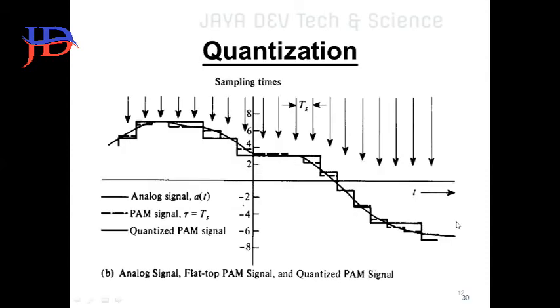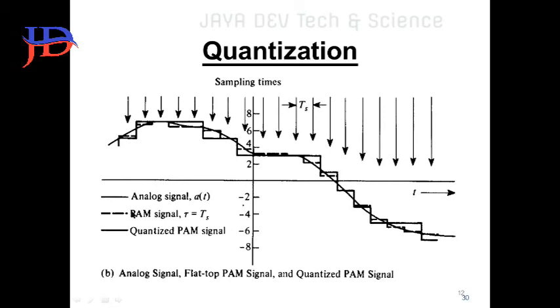Next, analog signal, flat top PCM signal and quantized PCM signal, at the sampling rates. Here we are using the staircase, either quantization type, mid-tread or mid-rise. Here mid-tread we are using. Why? Because these are the reference levels of the input levels coming from negative to positive here, and here we are using mid-rise. Both quantizations we are using.